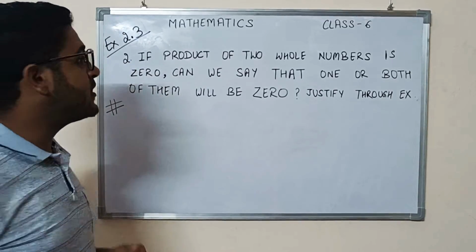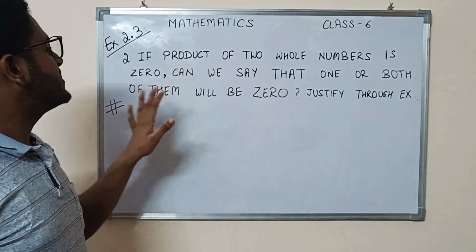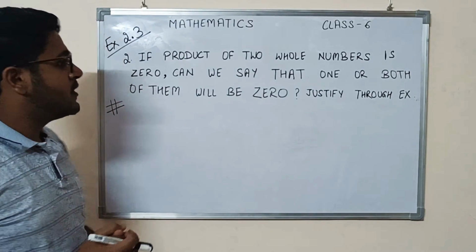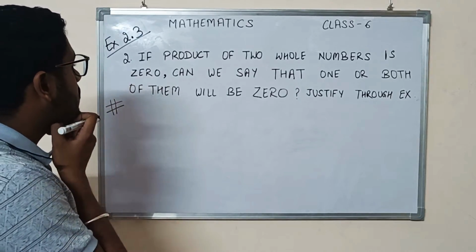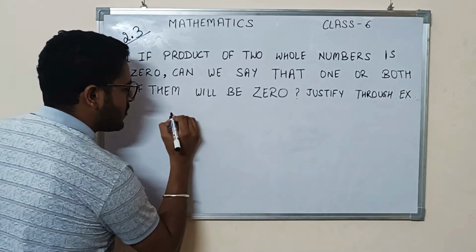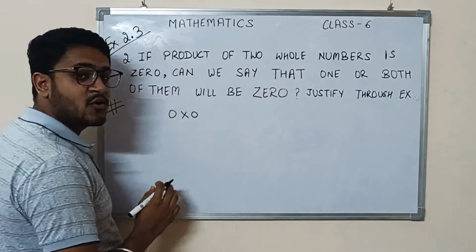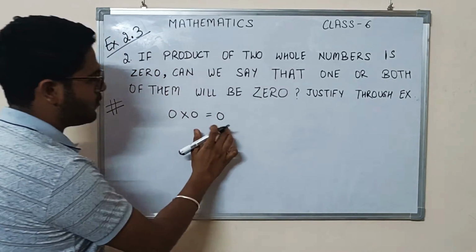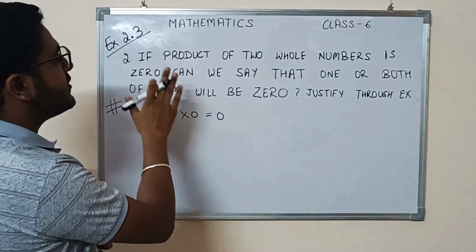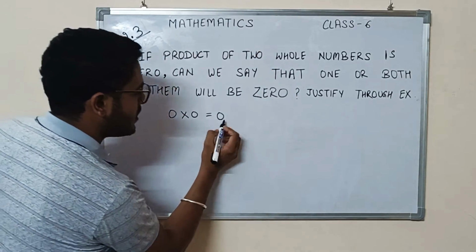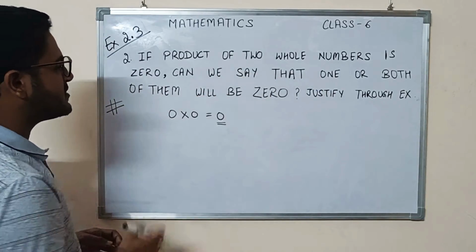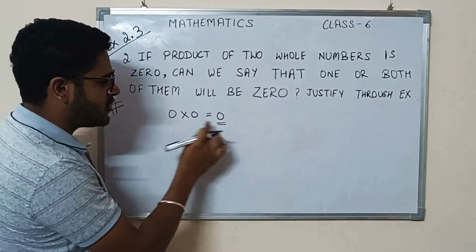Now let's move to question number 2. If product of two numbers is 0, can we say that one or both of them is 0? Justify through example. Now let's take some examples. In the previous question we saw 0 multiplied by 0 is 0. So now the question is asking, if product of two numbers is 0, can we say that one or both of them will be 0? If both are 0, we are getting 0.